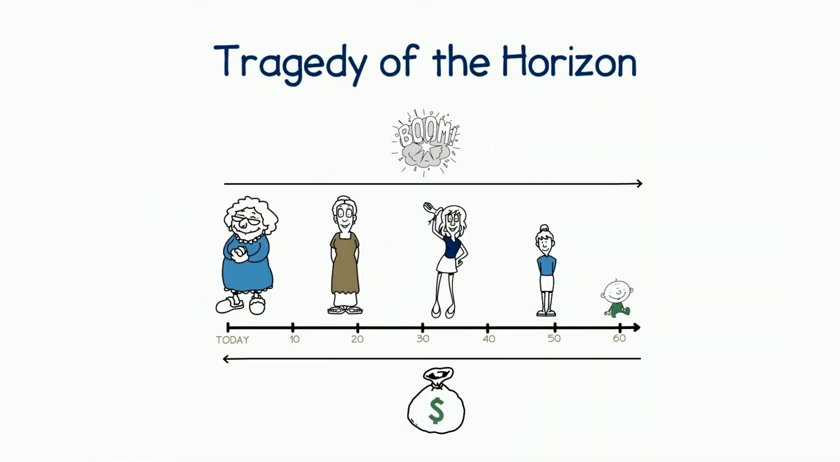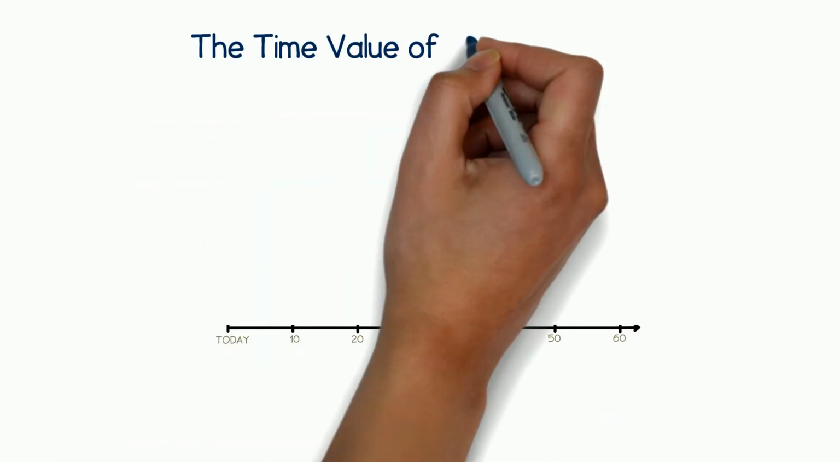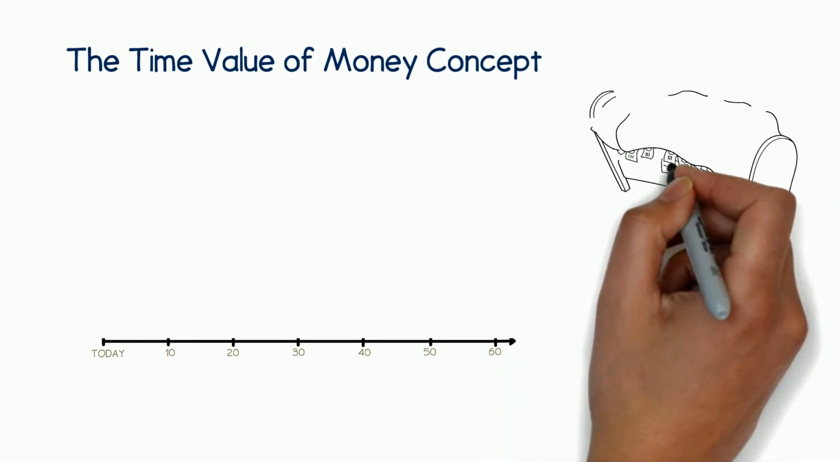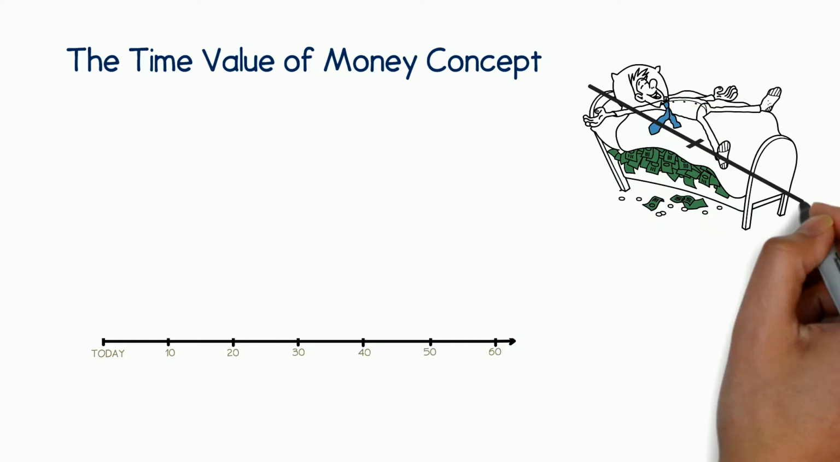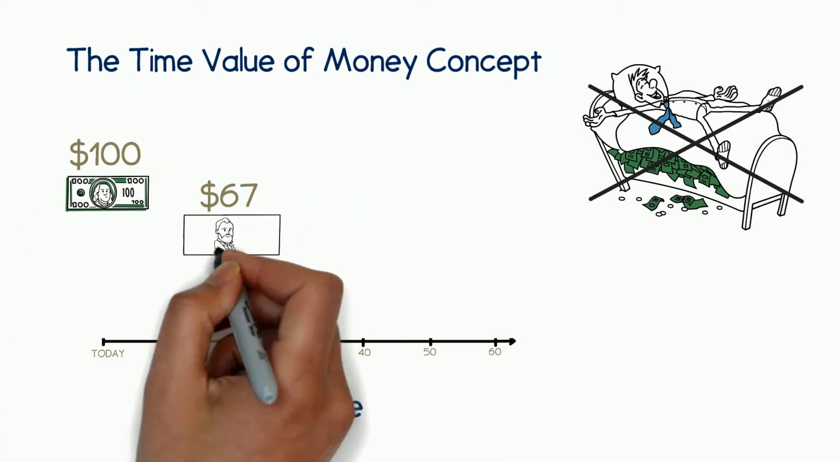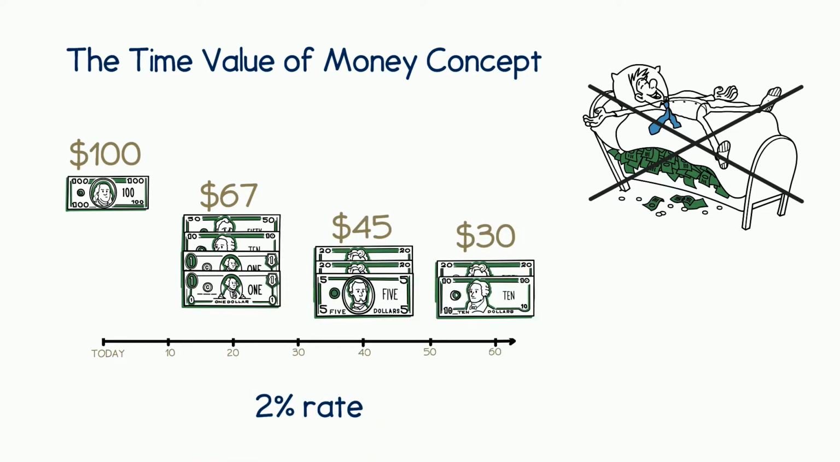of the horizon. To understand why this is so, let's review the time value of money concept. Everybody understands that money loses value over time. This is why we invest it, or keep it in interest-bearing accounts rather than tucking it under our mattress. If we add some numbers to this concept by assuming that money loses 2% of its value each year, then $100 stuck under a mattress would be worth only $67 after 20 years, and $30 40 years later.